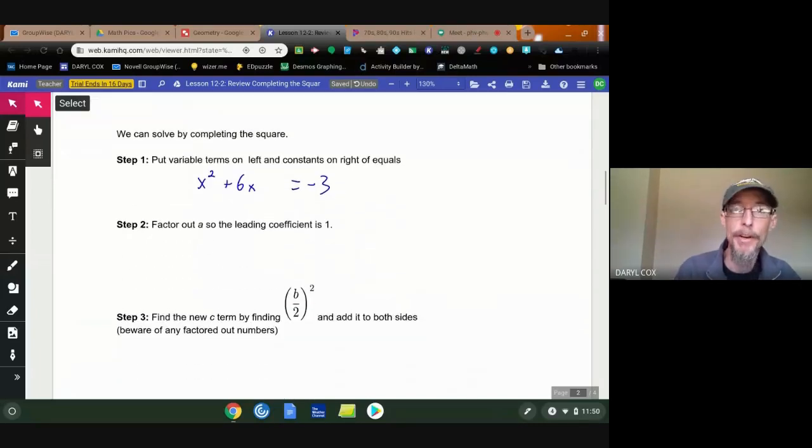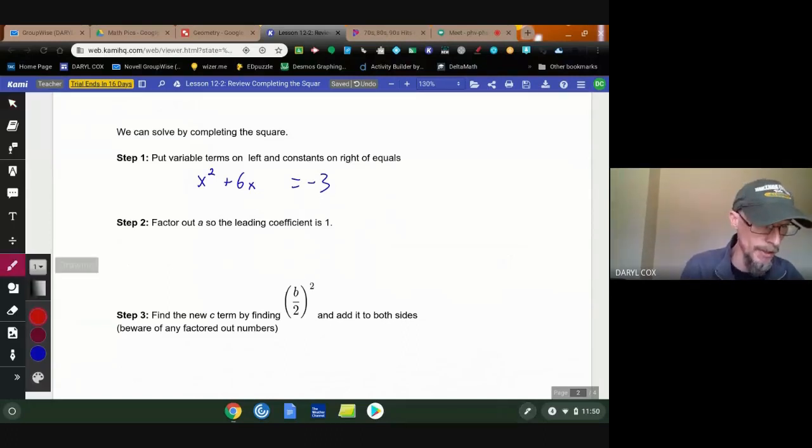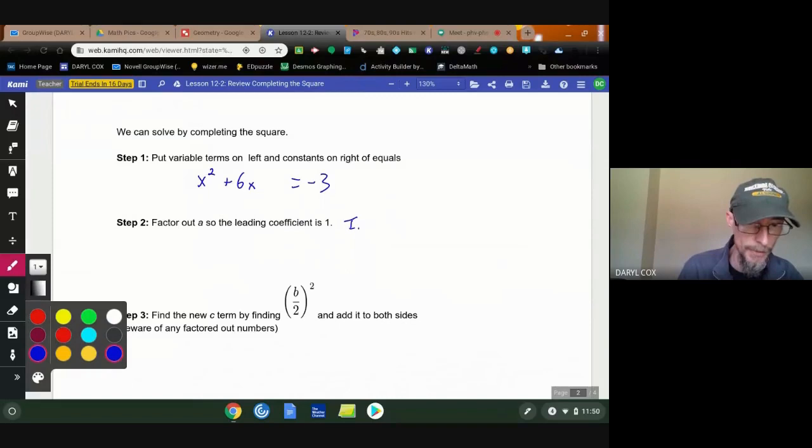So now that I've got all my variables to one side and the constant to the other side, I want to factor out my leading coefficient as long as it's not 1. Now, in this case, life got real easy for us because my leading coefficient is 1. Remember, if there's nothing written next to the x, then the coefficient is 1. So I don't have to do anything in this case. So in this case, my a equals 1. So I'm good. I can just rewrite this and be done with it so far.